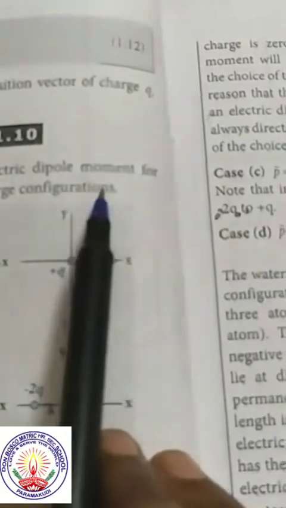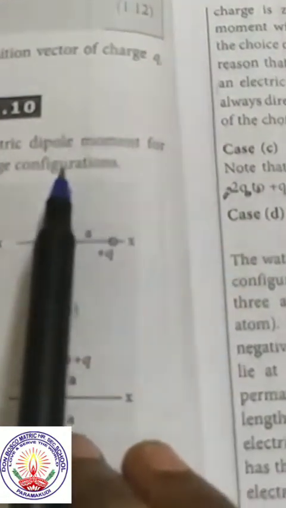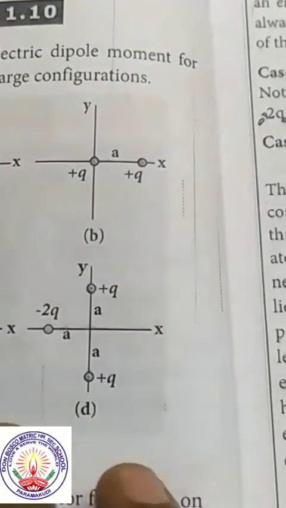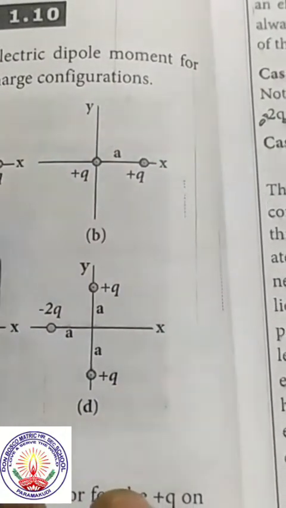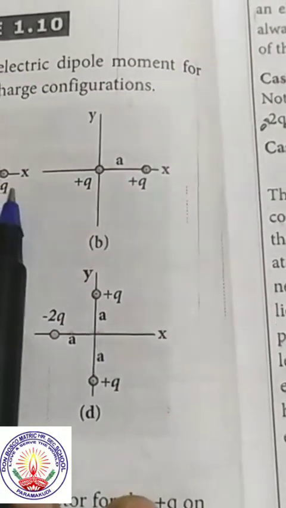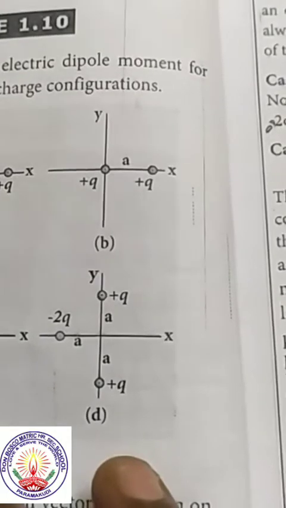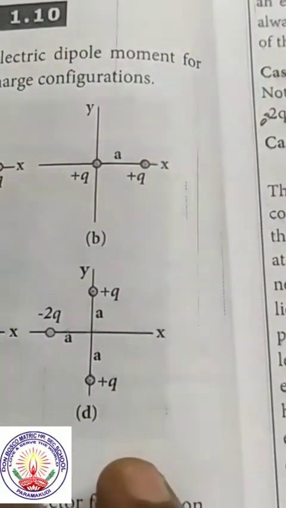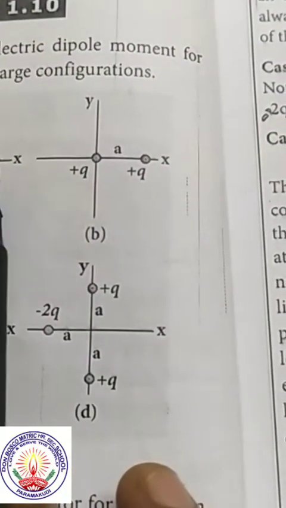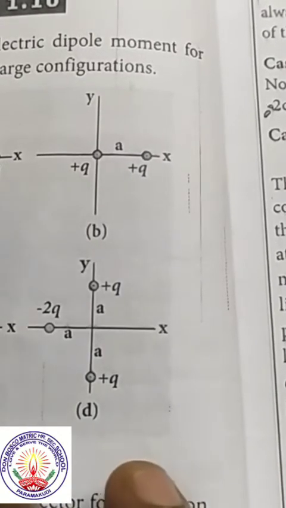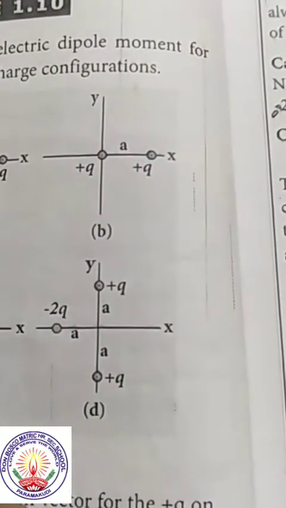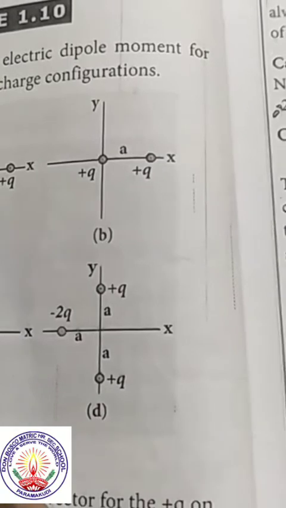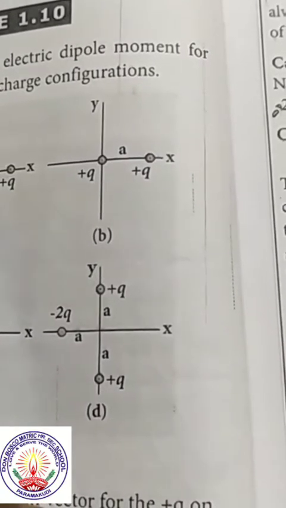Calculate the electric dipole moment for the following charge configuration. So first diagram, let us consider two charges. One is the positive, another one is the negative charge. Both charges are placed on the x-axis. So right side means positive, unit vector is i cap, and left side means unit vector is minus i cap.